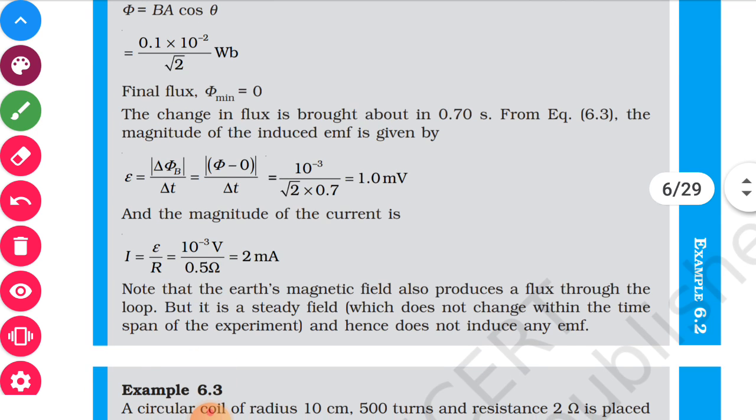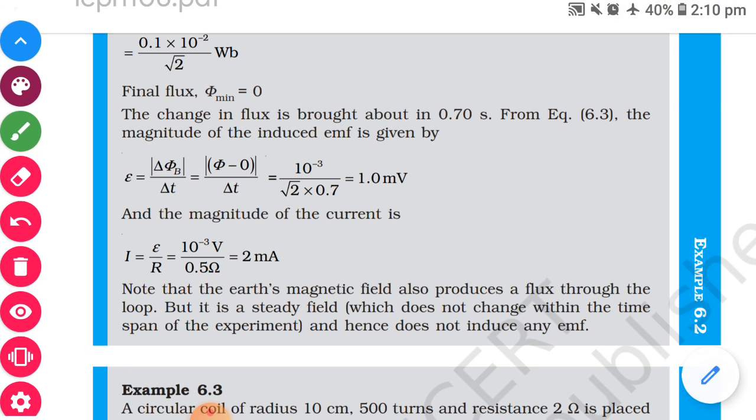Note that the Earth's magnetic field also produces a flux through the loop, but it is a steady field which does not change within the time span of the experiment and hence does not induce any EMF. There must be a change in flux, otherwise there will not be any induced electromotive force.